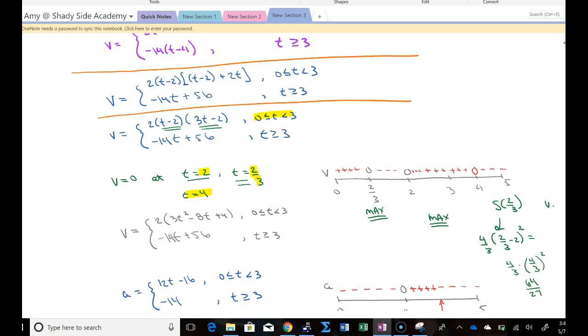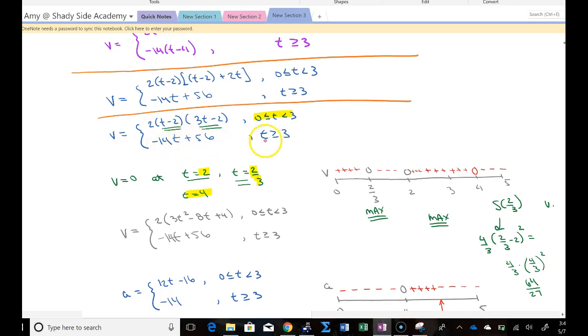And anyway, so here I am looking at each piece of velocity after I cleaned and cleaned and cleaned, right? And I'm looking at the top piece here, v will equal 0 at time t equals 2 and t equals 2/3. I have to make sure that these 2 and 2/3 fall within the domain of this piece.